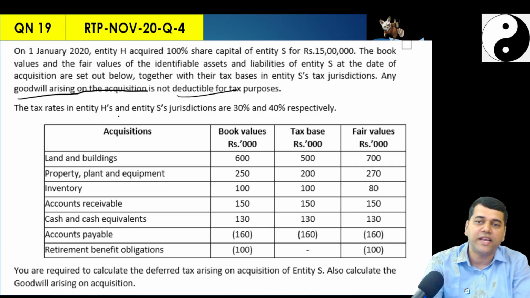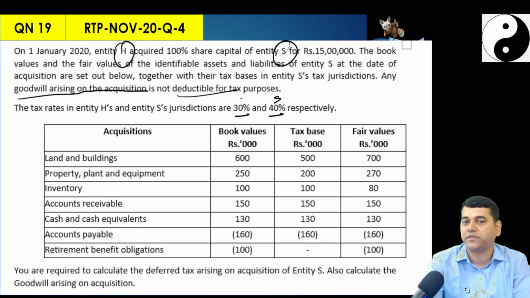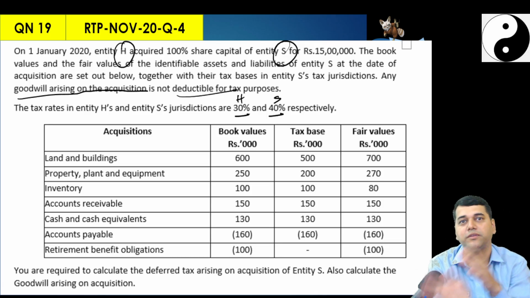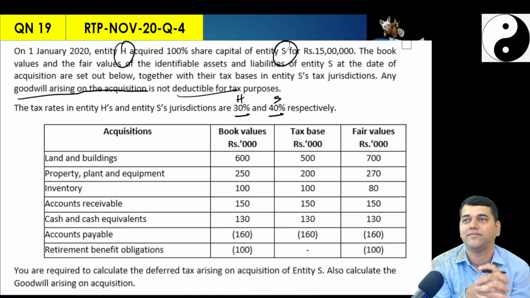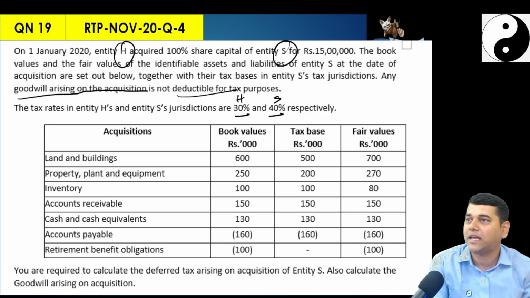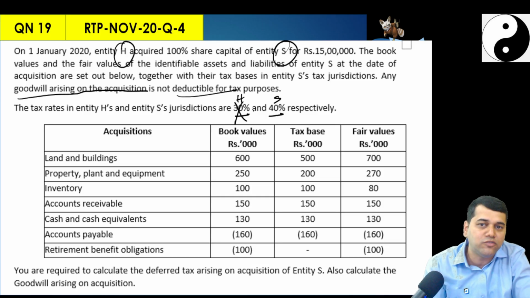The tax rates in entity H and S jurisdiction are 30% and 40%. Now who is acquiring whom? H is acquiring S. In S jurisdiction it is 40%, in H jurisdiction it is 30%. So which one should I take? When I calculate deferred taxes, which rate should I take, 30% or 40%? Whatever S has to pay, on that I should calculate deferred tax. So for me 30 is not relevant.